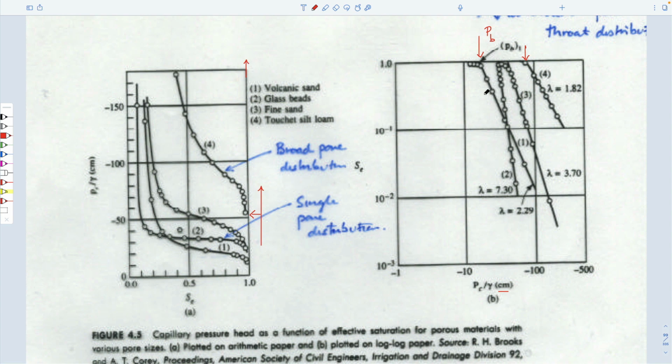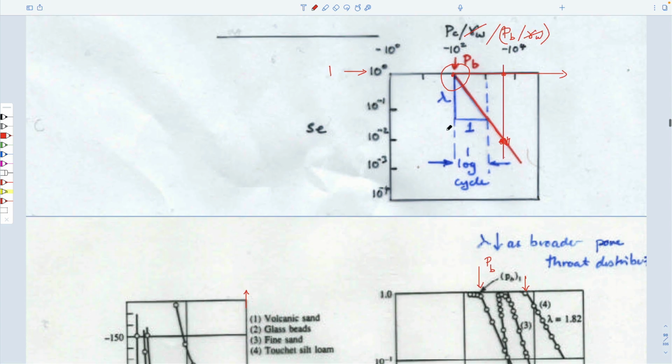The other feature of this is what we referred to as lambda. So if we go over 1 log cycle, a pressure difference between 100 centimeters of water and 1,000 centimeters of water, so a meter to 10 meters, these are very big numbers, you realize, that gives you 1 log cycle. And if you measure the height of this in terms of 1 log cycle, this gives you the value of this exponent. That's the definition of this term.